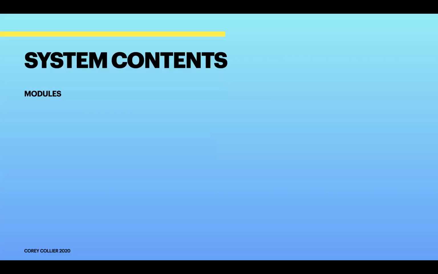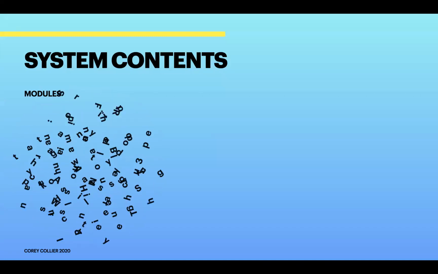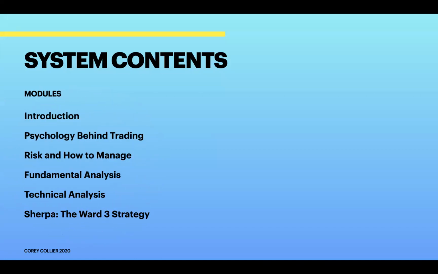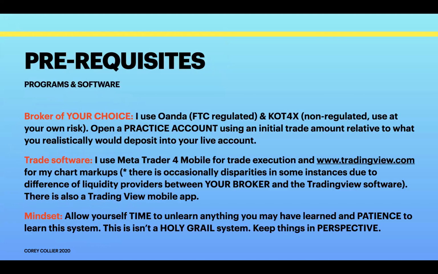So in this system, you've got a few different modules, right? We'll be covering the introduction module, the psychology behind trading module, risk management, and risk and how to manage it, fundamental analysis, technical analysis, and then we'll get deep into the War 3 strategy, okay? Now, I know that may seem like it's a short thing, but those are just the titles of the modules. Each module has different sections, all right? So right now we're on the introduction module, all right?